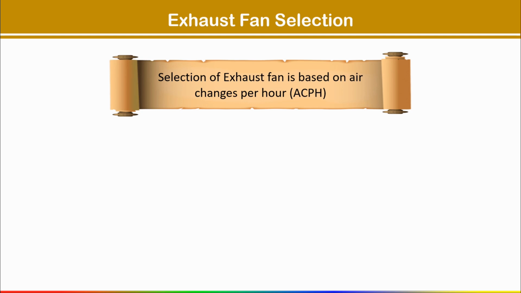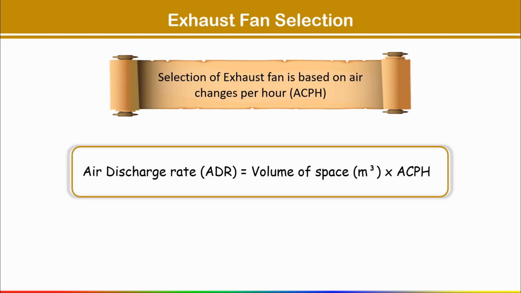Now here see the exhaust fan selection. First, selection of exhaust fan is based on air changes per hour, ACPH. As I told you, this selection of exhaust fan is totally based on air changes per hour. So here a formula is written to find out the air discharge rate. How much air we need to exhaust from this space, you can calculate by using this formula. Air discharge rate is equal to volume of space in meter cube into ACPH, air changes per hour.